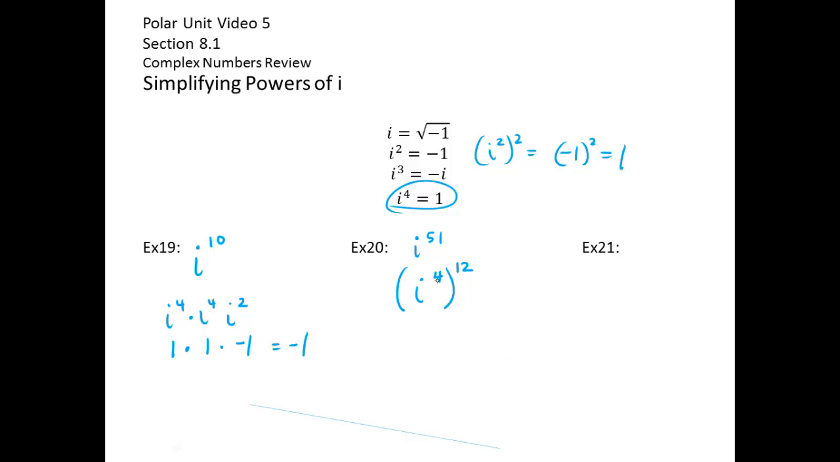Then this is 1 to the 12th power because i to the 4th is 1. So that takes care of that, but I still haven't reached 51. So I have i cubed. So I have this times i cubed. Well, if I remember that i cubed, oops, I wrote 13, that should be a 3. i cubed is actually negative i. Then my final answer is negative i.